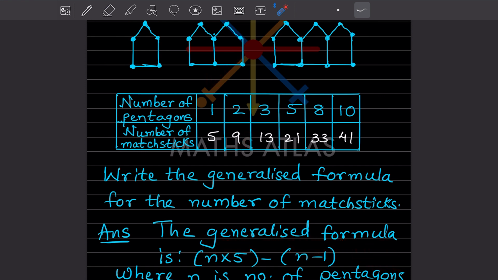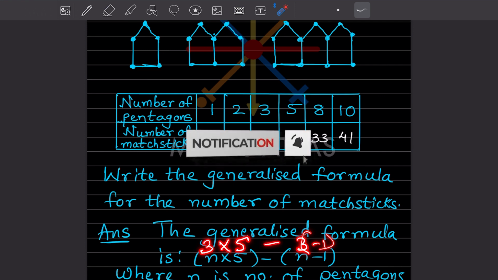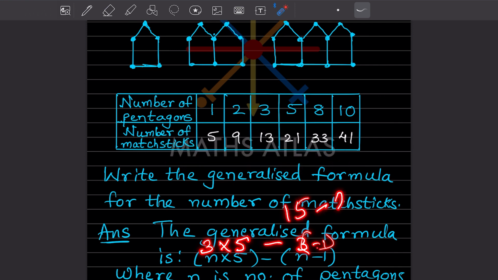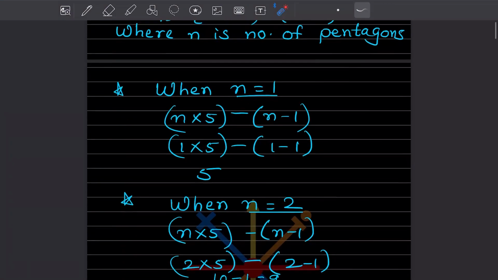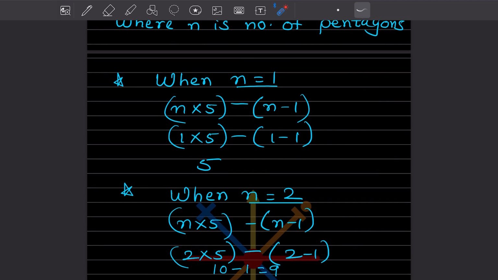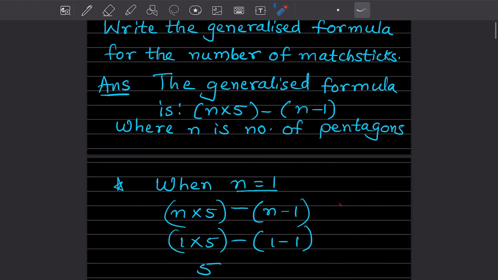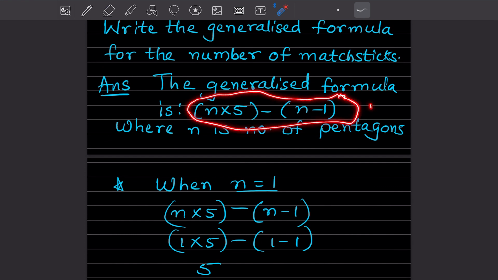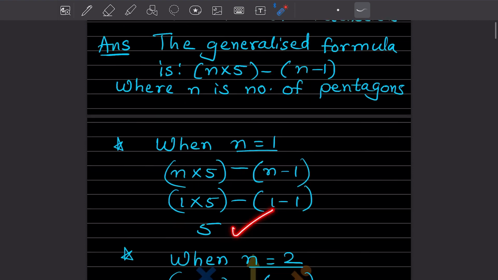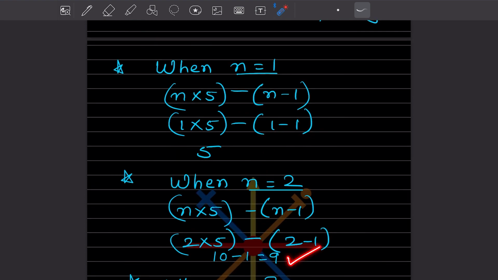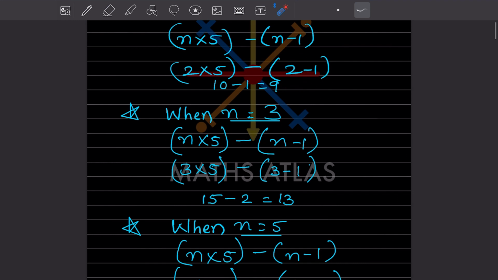Okay, now let us see for 3. If we write here 3 into 5, number of pentagons are 3, and here 3 minus 1. So 15 minus 2, that is 13. So that means this formula works. Now what I have done is the workout over here. When n is 1, I just put in this formula because we have finalized this formula, right? So we got 5. When n is 2, pentagons are 2, n means number of pentagons, we get 9. When this is 3, we just put the n value 3, and when we solve, we get 13.